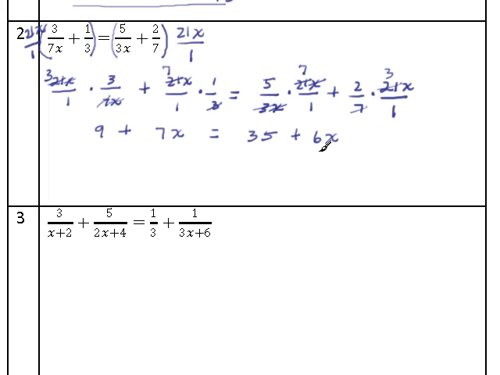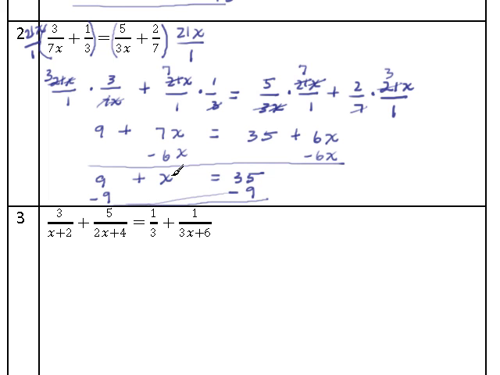And now we're up to gathering together x terms, so we'll subtract 6x from both sides. So we have 9 plus x is equal to 35. And now to isolate x, we're going to subtract 9 from both sides. Oops, bring down that x. Let me just continue over here. So we have x is equal to 35 minus 9, so that's 26. x is equal to 26.